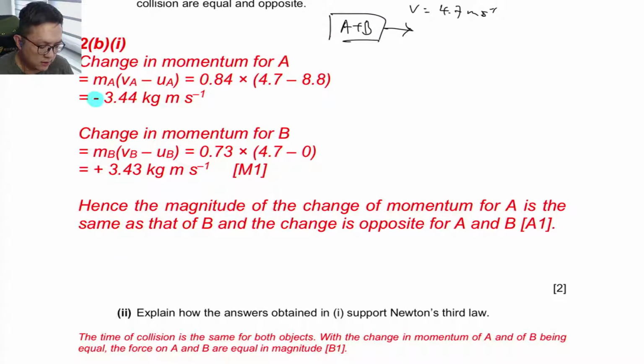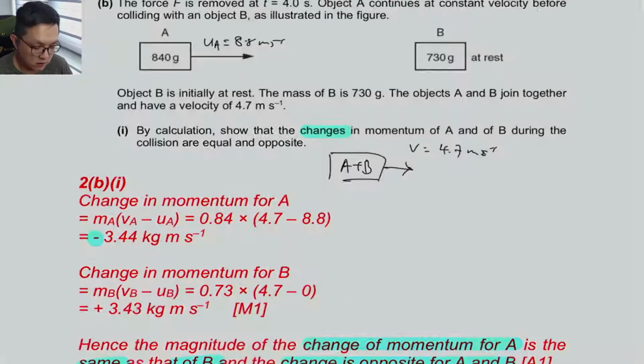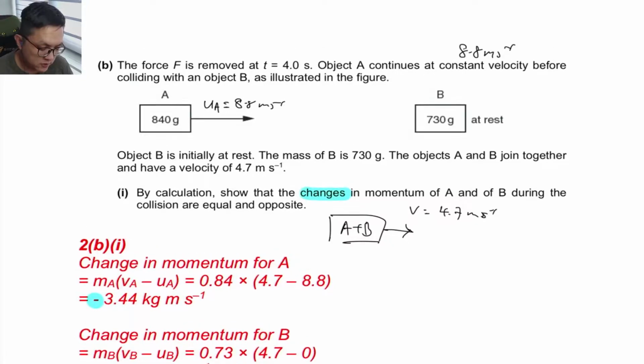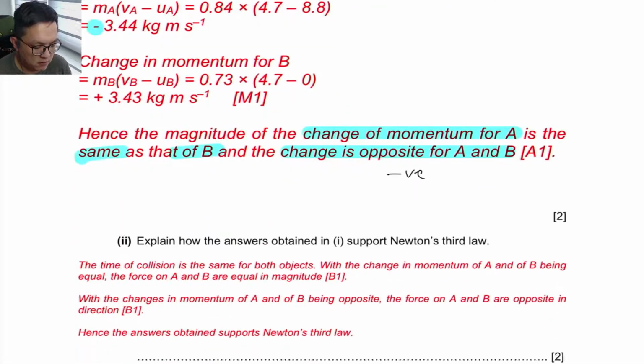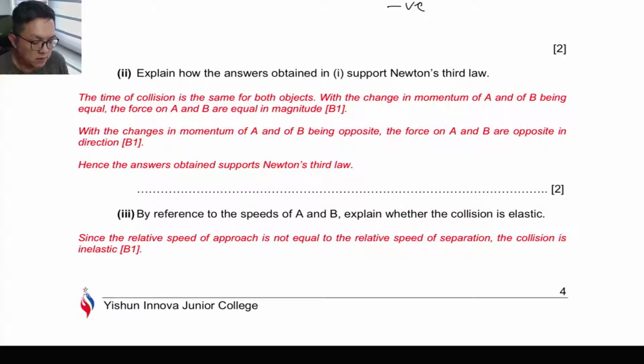So show that the magnitude, because these two values are close enough, you can therefore say the magnitude of change of momentum of A and that of B is the same. Change is opposite because of your minus sign. Your minus sign here. So this is what I'm supposed to show, equal and opposite direction. Alright. So yes, explain how your answers obtained in part 1 support Newton's third law. Two main points here.